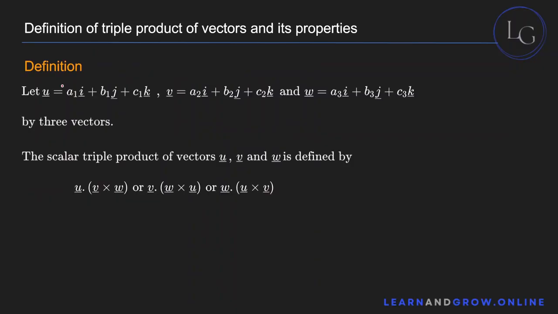We'll let u, v, and w be three vectors, and so the scalar triple product of the vectors u, v, and w can be written in these three forms, right? And that's what we discussed earlier. The sequence can be in any way, but the most important thing is that you take the cross product of two vectors and then you take the dot product of the resultant with the third vector, right?